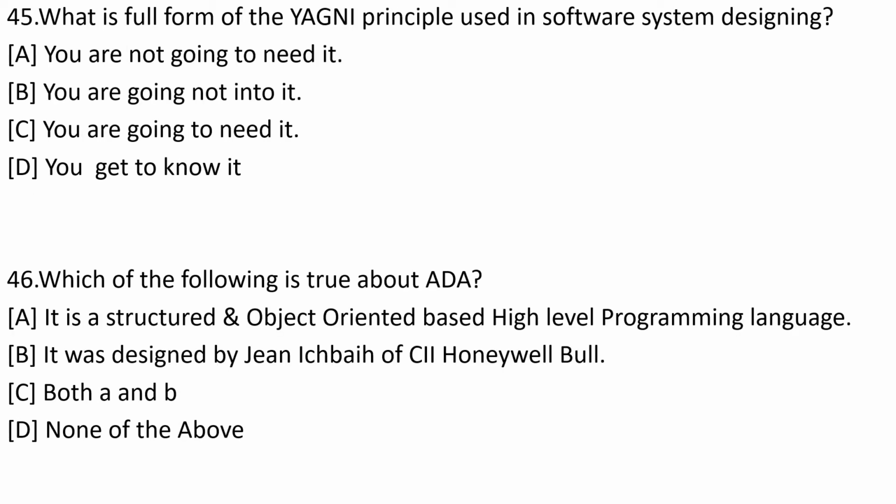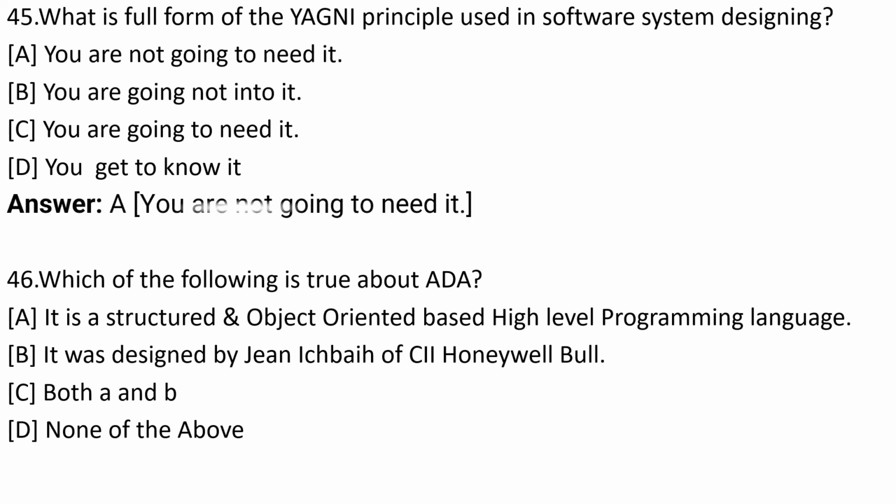Question number 45. What is the full form of the YAGNI principle used in software system designing? And the answer is option A you are not going to need it.